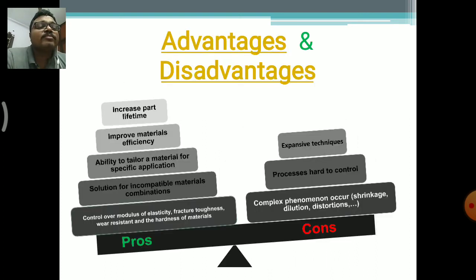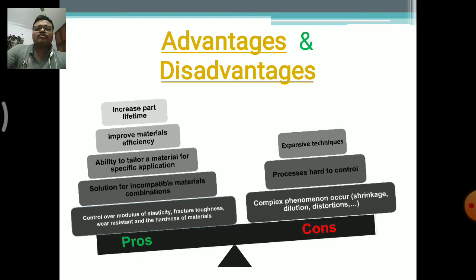Next, going to the main topic, advantages and disadvantages of FGMs. First we will take the advantages. The first one is increasing the lifetime of the object. FGMs are used to increase the lifetime of a particular object or material.